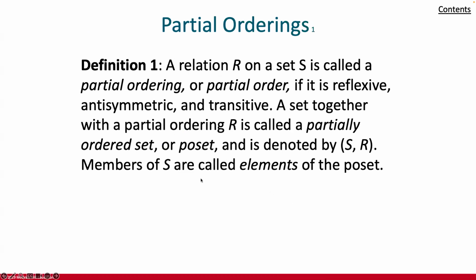So we'll have first a definition. A relation R on a set S is called a partial ordering or partial order if it is reflexive, antisymmetric, and transitive. A set together with a partial ordering R is called a partially ordered set, or poset, and is denoted by (S, R). Members of S are called elements of the poset.